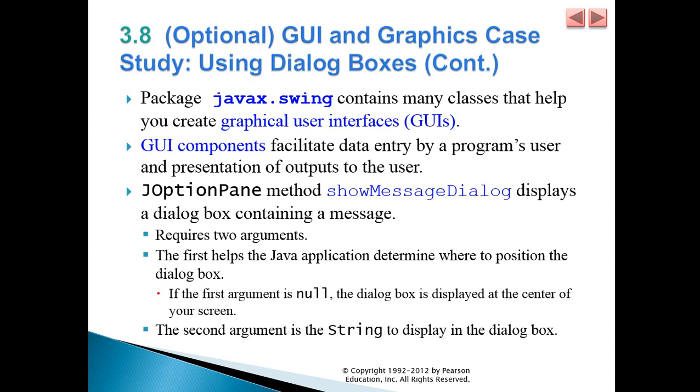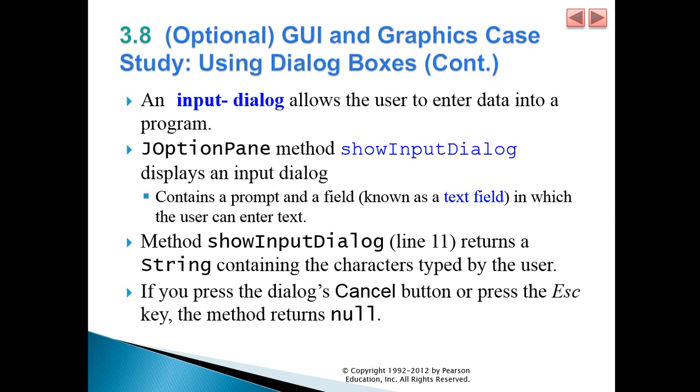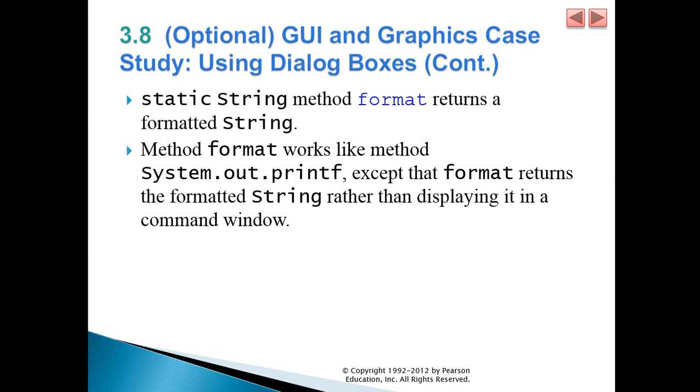GUI components are basically a nice way to facilitate data entry, and we're going to show you how to do that with some arguments. We're going to basically take some arguments and add them. This is also called with a static method. So you go class name dot method name, so JOptionPane dot show message dialog. And show input dialog will return a string contained by the characters typed by the user. So if we want to get input, instead of doing a read line like we've done before, we're going to do show input dialog, and that's going to give us a text field in which we can enter our input.